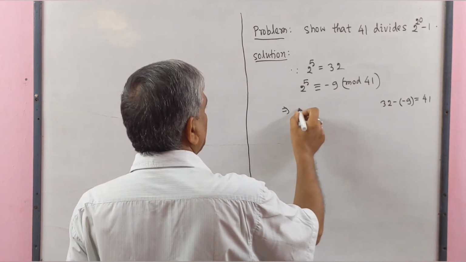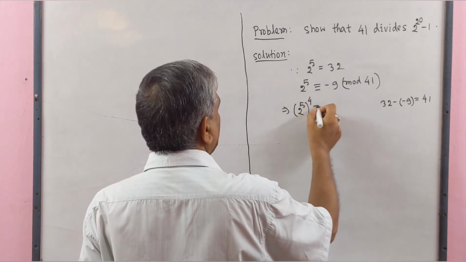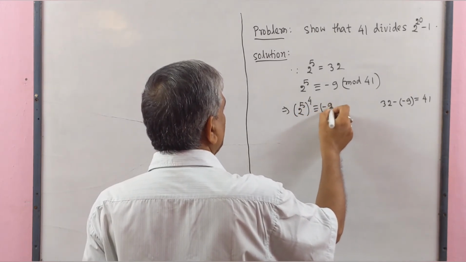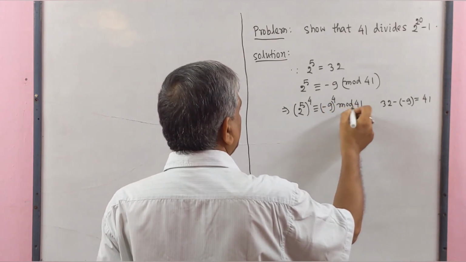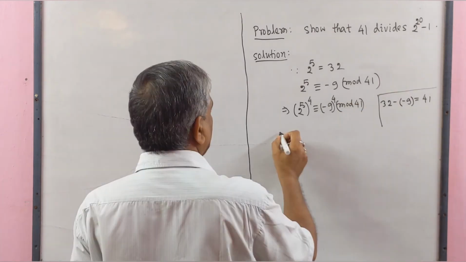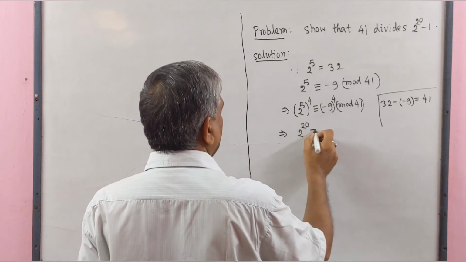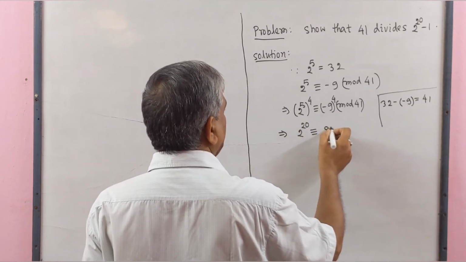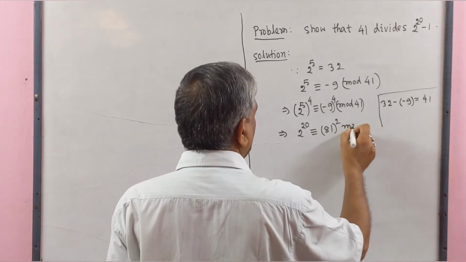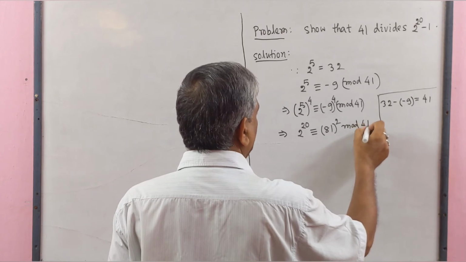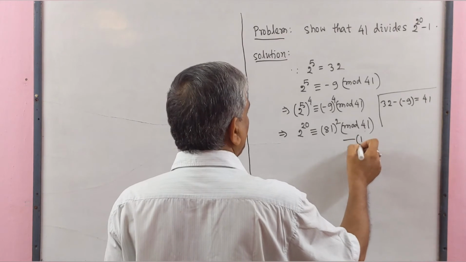Implies that 2 to the power 5, to the power 4, is congruent to minus 9 to the power 4 modulo 41, which implies that 2 to the power 20 is congruent to, we may write this as 81 squared, modulo 41. This is number 1.